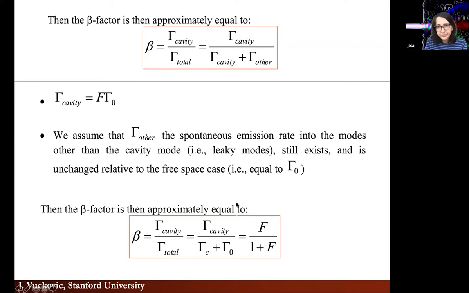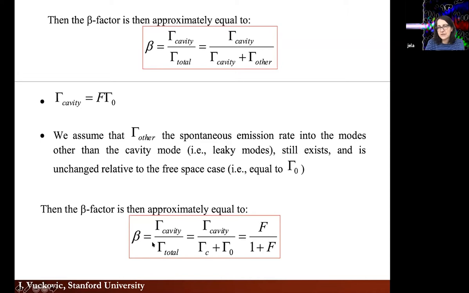Okay. So if I just write that the spontaneous emission rate into the cavity mode is basically equal to the free space spontaneous emission rate times some factor F, which is basically the Purcell factor. And I write that the spontaneous emission rate into all other modes is pretty much the free space spontaneous emission rate. It's not modified, right? You just took one mode and enhanced it. Then you plug that back into this expression and you can write that beta is basically F divided by one plus F, okay? So what is this telling us? Do you want the system to operate in the Purcell regime to increase the beta factor? Yeah, the larger you make F, the closer beta gets to one.